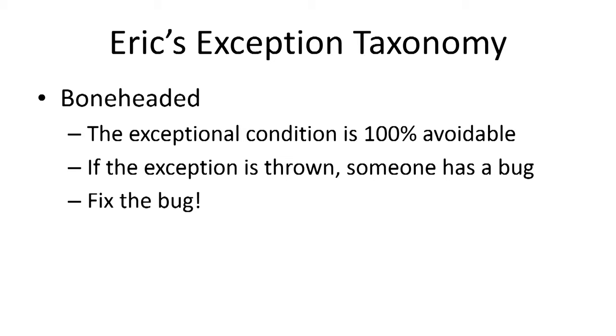Well, I mean the exceptional condition, the thing that went terribly wrong that caused the program to halt, is 100% avoidable. You never need to dereference null. You can always say, does this dictionary contain this key? You can always say, is this index within the allowable range? You can always say, is this receiver valid? You can always check for these things. So there's no excuse for getting it wrong. If one of these boneheaded exceptions is thrown, somebody has a bug. The code is wrong, and you should just fix the bug. The exception is the big flag that is waving that is saying you have a bug in this code.